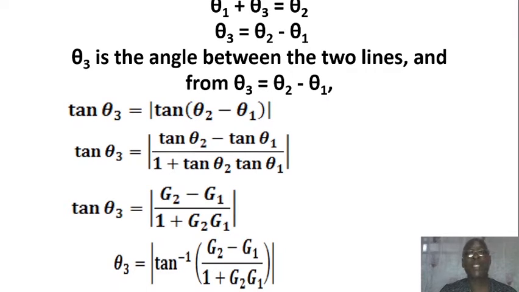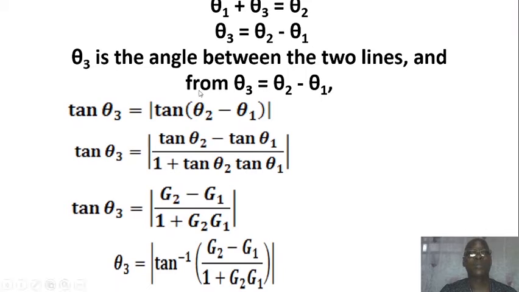Then from trigonometry, we already know that the tangent of the angle is a measure of the gradient of the line. So to take the tangent of theta 3 means to take the tangent of the difference between theta 2 and theta 1. Therefore, tan theta 3 is equal to the absolute value of tan of theta 2 minus theta 1. We are putting absolute value here to ensure that nothing is negative. The real meaning of absolute value is that negativity is not admitted, not permitted, not allowed.